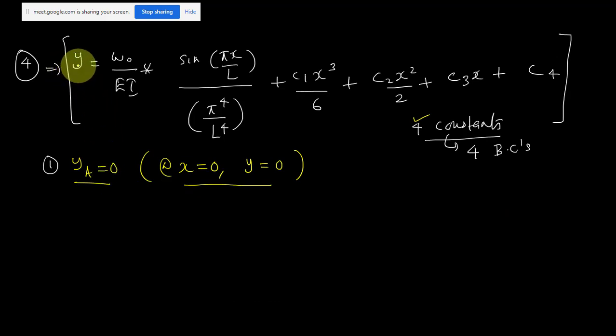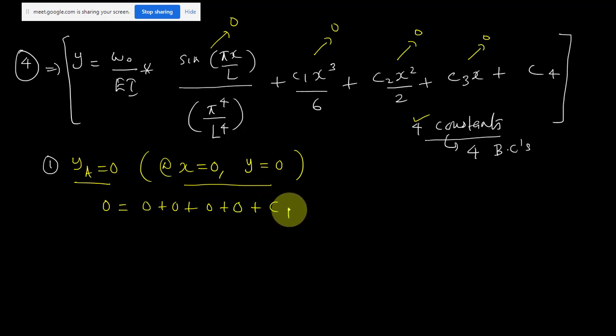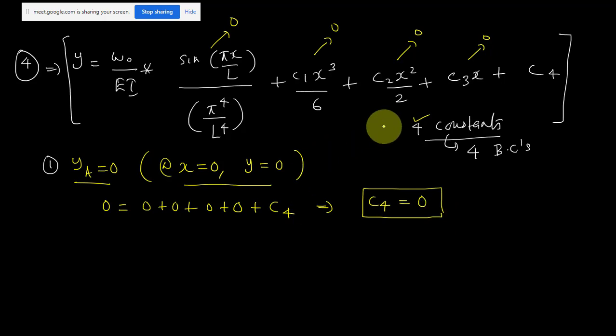The y is 0, so 0 equals, with x equal to 0, this becomes sine 0. This term goes to 0. C1 x cube also becomes 0. All the terms become 0. Finally you will have only 0 plus 0 plus 0 plus C4. This equation gives you the value of constant C4. The C4 is 0.